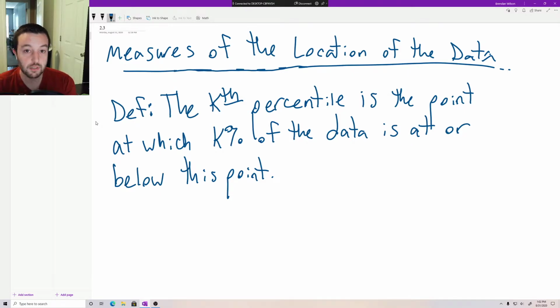So if you had the 25th percentile, then what you're saying is that 25% of your data is at or below this point. So for example, if on a test, let's say a 70% on the exam was the 50th percentile, that would tell us that 50% of people scored at 70% or lower. Okay. If a 90 was, say, the 98th percentile, then that would say 98% of people scored at 90 or lower. Okay.